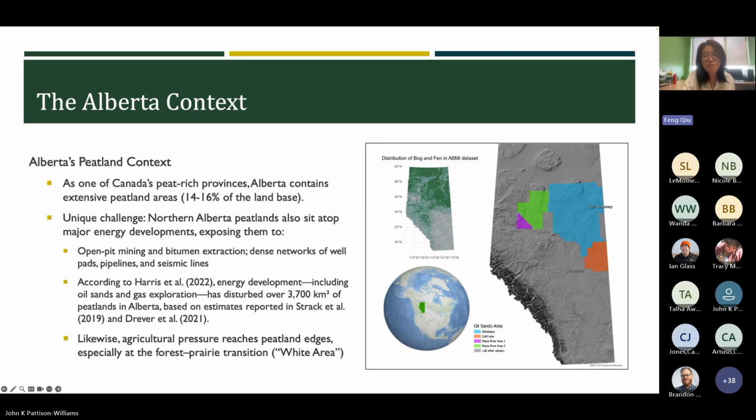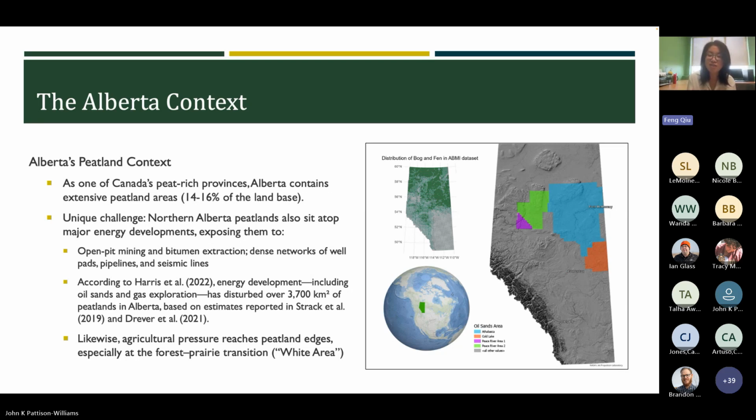But what makes Alberta so special when it comes to peatland? Alberta is one of the most peat-rich provinces. Peatland accounts for 14 to 16% of our land base in total. So we are big in terms of the total quantity we have.